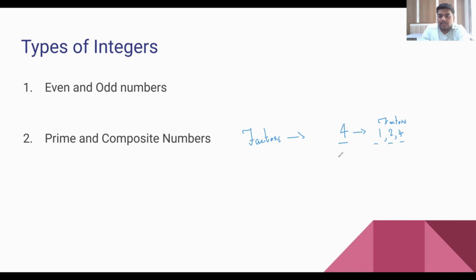So, let us see another example. Let us say 12. So, 12 has the factors 1, 2, 3, 4, 6, and 12. Okay. Now, there are two types of numbers that can be defined based on the number of factors they have. So, the first type is prime numbers, wherein the number has only two factors, 1 and itself.